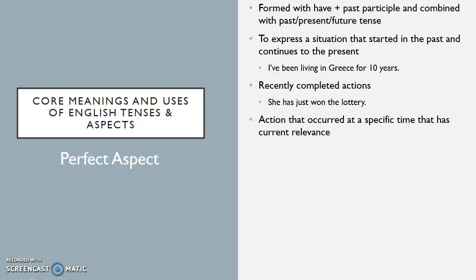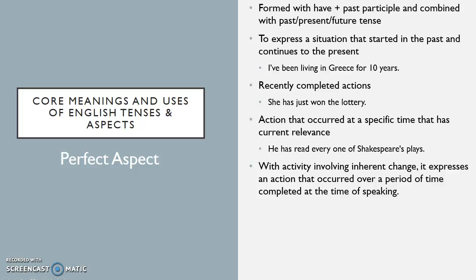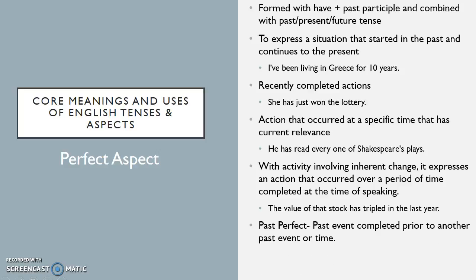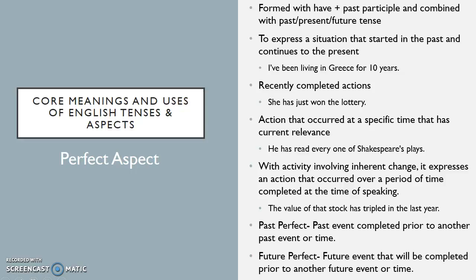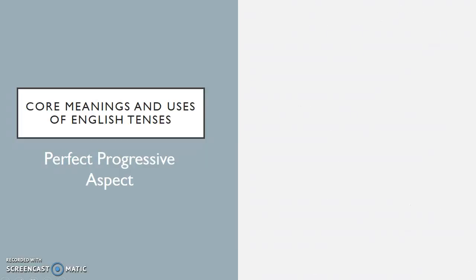An action that occurred at a specific time that has current relevance, such as he has read every one of Shakespeare's plays. With activity involving inherent change, it expresses an action that occurred over a period of time completed at the time of speaking: the value of that stock has tripled in the last year. And for the past perfect, the perfect aspect is used to talk about a past event completed prior to another past event or time, and for the future perfect to talk about a future event that will be completed prior to another future event or time.